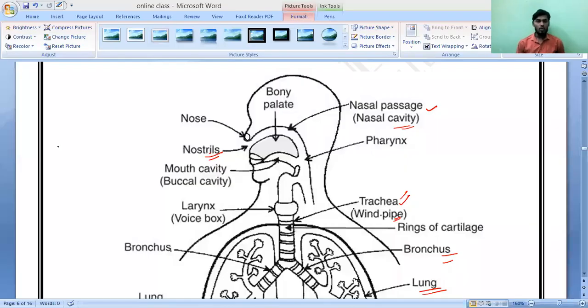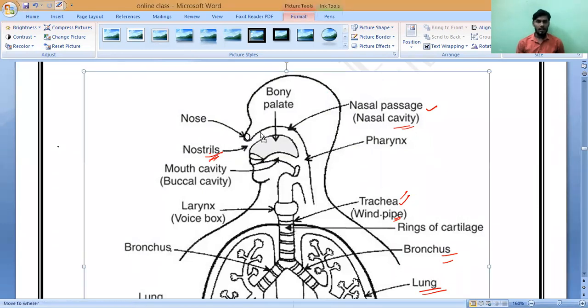So as we know, we have two holes called nostrils. You can observe here that these nostrils are immediately connected by a kind of pipe, which we call a passage. That is what we call the nasal cavity, or nasal passage. That is the second important part of our breathing.